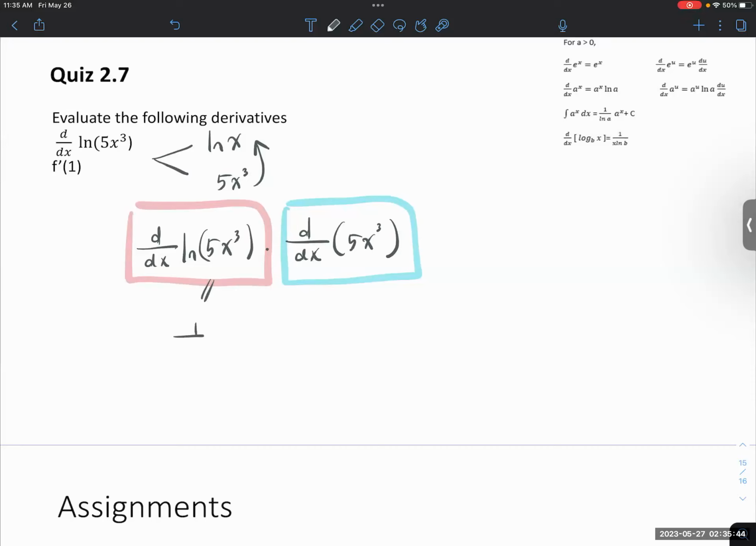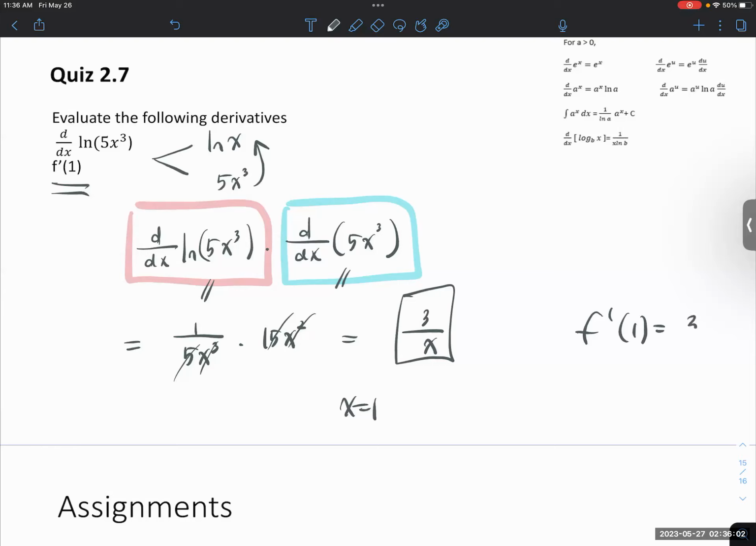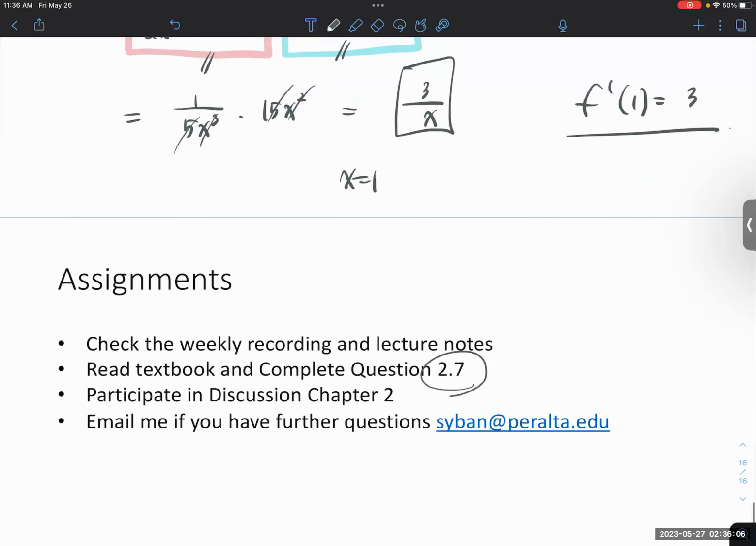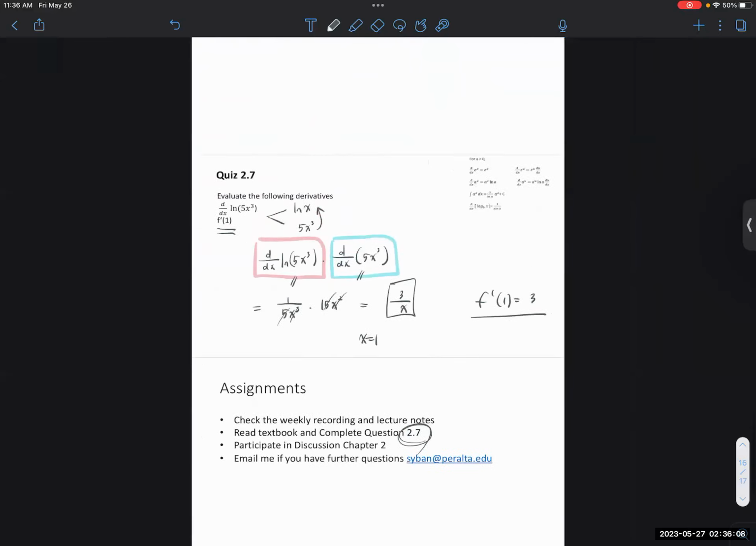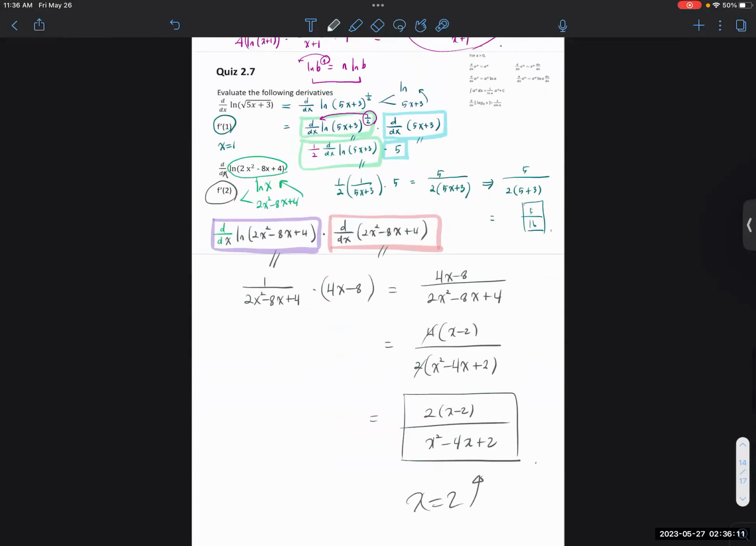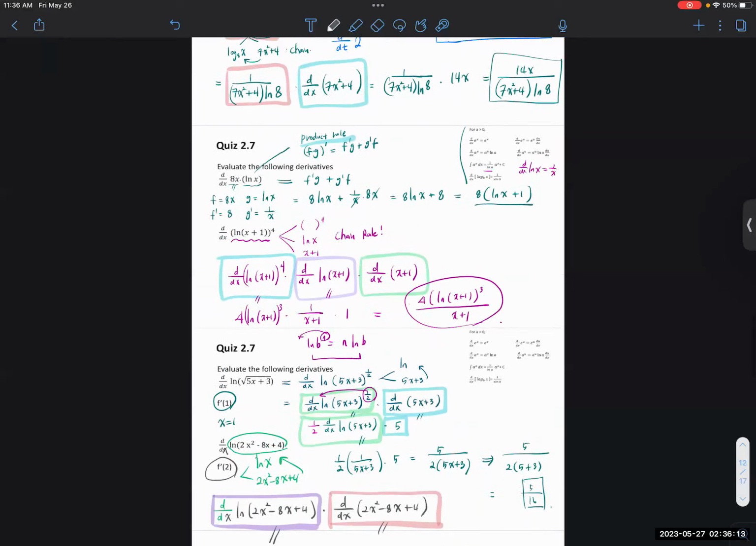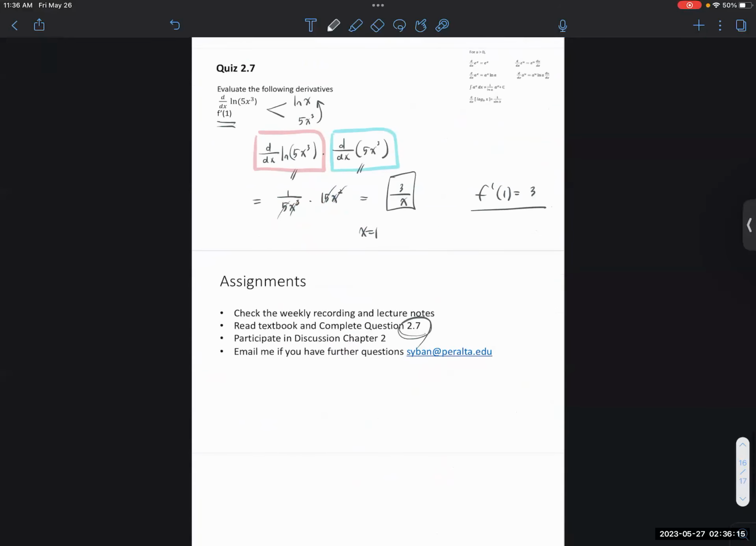So what happened? This guy will be 1 over 5x to the third. This guy will be 15x squared, correct? So you can simplify. 3 over x will be the answer. And when x equals 1, f prime of 1 will be 3. So you can finish all the 2.7 quizzes. I pretty much showed you all the work of a couple of 2.7 quizzes, so you can master that concept.